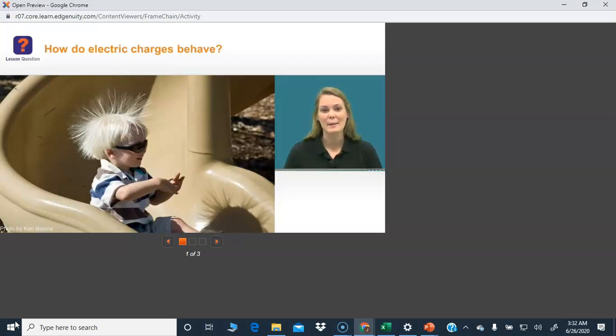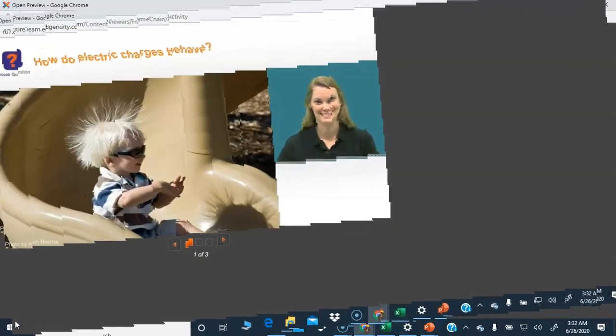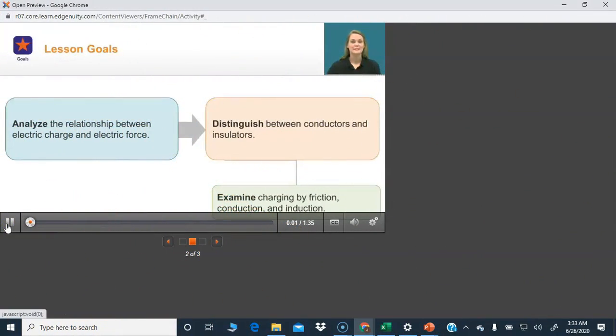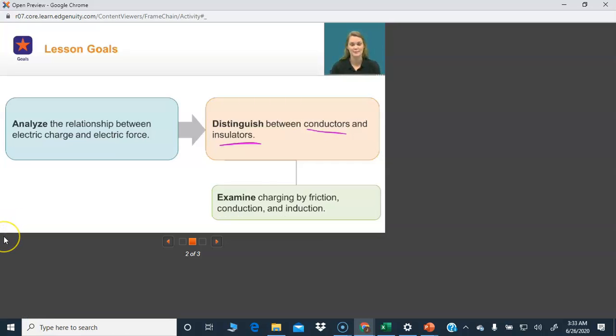Let's take a look at what's happening with electrostatics and see if we can answer the question, how do electric charges behave? To address your lesson question, we will identify how electric charges behave, analyze the relationship between electric charges and force fields, identify conductive and insulative materials, and examine how we put charge onto materials.